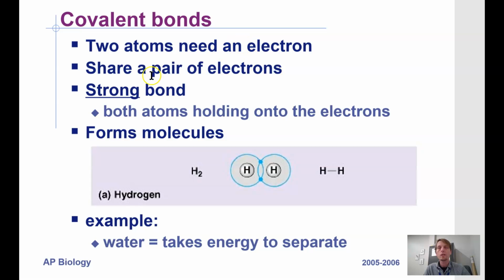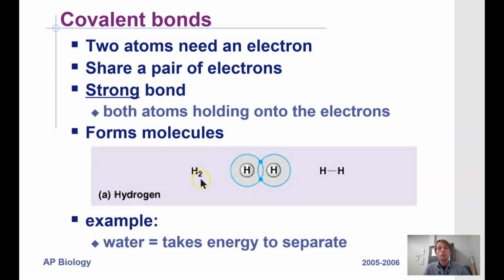So 2 atoms that need an electron share a pair of electrons. This is a strong bond. Those ionic bonds are simply attractions between atoms that have exchanged electrons. In this case, nobody's exchanging electrons. They're sharing them, and so that's a closer, tighter bond between the 2.